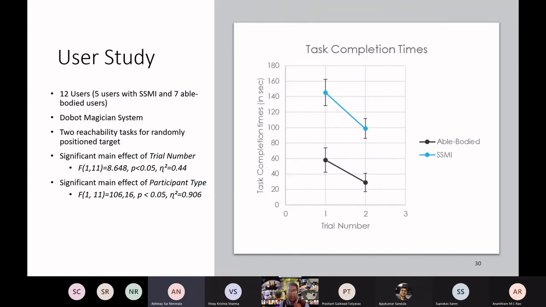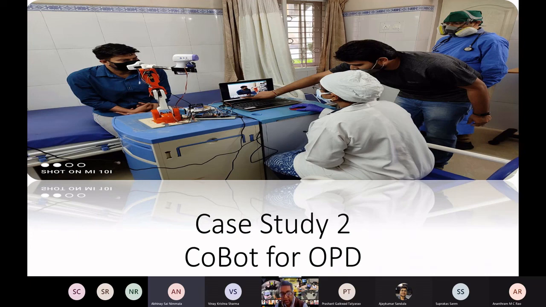So we undertook this user study and we measured the task completion time in seconds. Of course, the able-bodied users could do it much faster than users with severe speech and motor impairment. And with practice, both user groups improved the task completion time. And during all these trials, we measured the minimum distance, and the robot end effector never crossed this minimum distance from the human hand position.